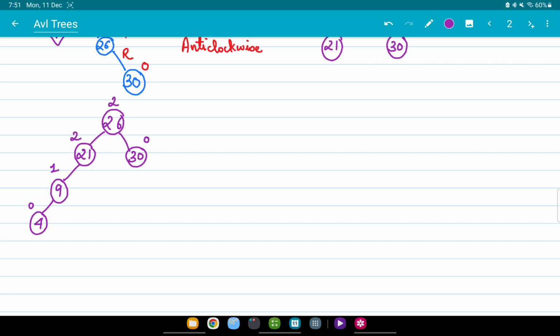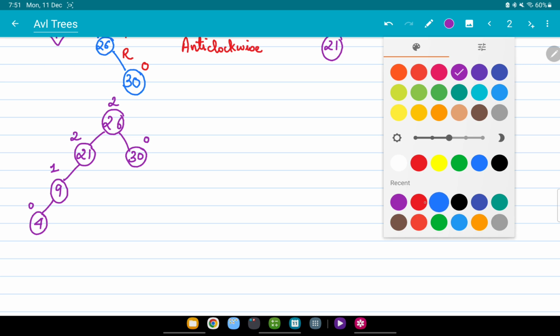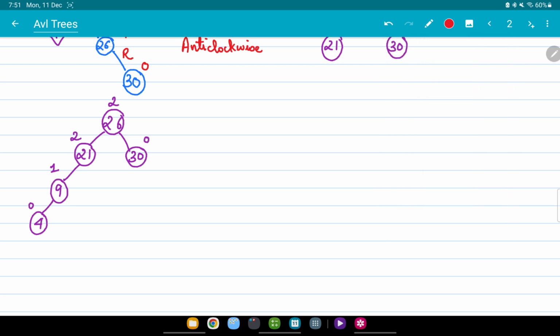So we'll go from the bottom and we'll try to balance this. First let me balance this part. Always try to go from the bottom in these kinds of trees, AVL trees. So first let me balance the part where the balance factor is coming to 2. If you see, 9 is going onto the left side of 21 and 4 is also going onto the left side of 9. That means we have two L's over here. 2L means we have to perform LL rotation.